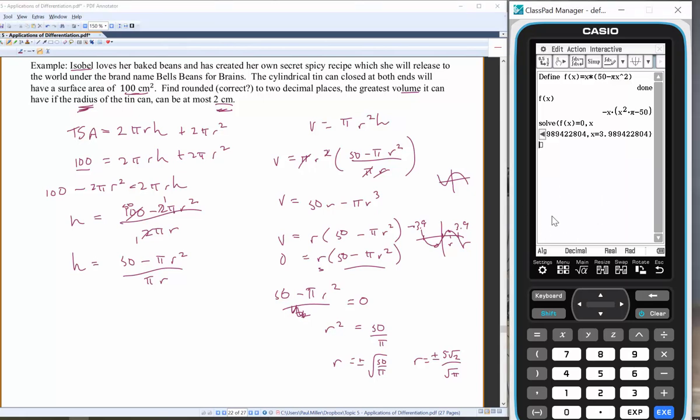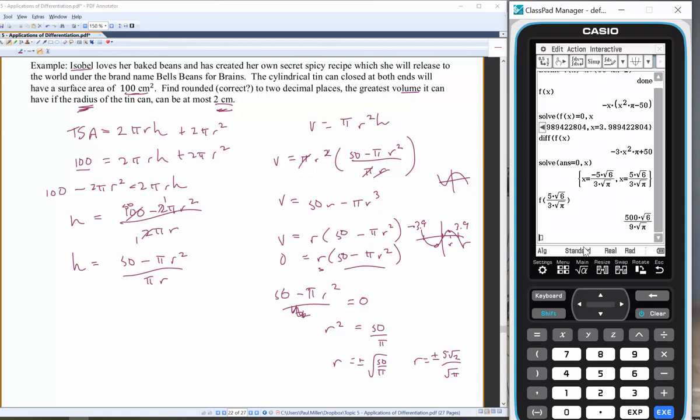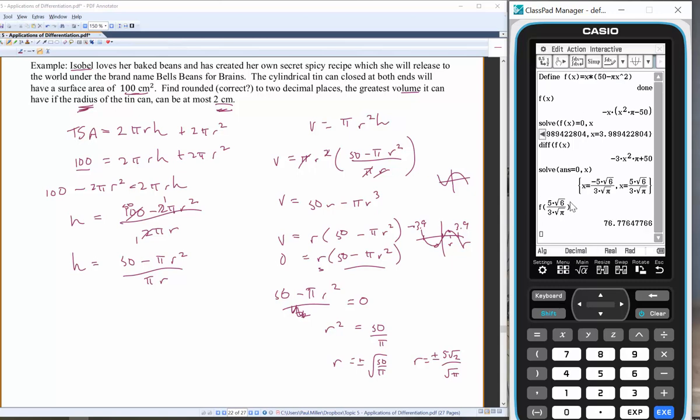All right, so I'm going to go back into standard mode, and I'm going to diff f of x, which gives me that. I'm going to solve it. I want to find out the r value of that stationary point. So we've got 2, we've got this stationary point and this stationary point. So I want to do f of this value here. And it gives me that. Now we want to know roughly what that volume is there. That's 76. So the volume at that point there is 76.